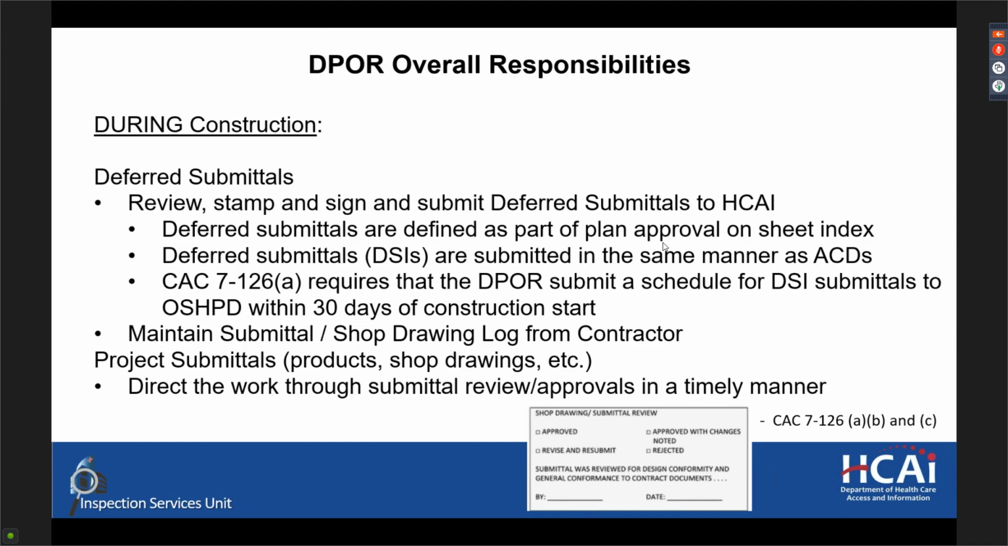Field staff typically won't ask for it, but you should maintain it for the project duration. And a DPOR should be directing the work through submittal reviews and approvals in a timely manner. Inspectors and OSHPOD field staff will not inspect or observe the work based on project submittals, just like we won't inspect or observe the work based on RFIs, but it is definitely part of the construction process that the DPOR is expected to manage through construction.